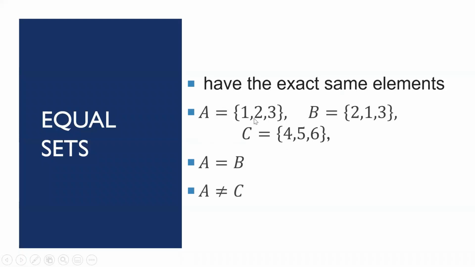Now, A and C are not equal sets. Why? Although they have the same number of elements, the definition of equal sets is sets with exactly the same elements. If we look at set A and set C, they have the same number of elements, but not the same elements. In A, the elements are 1, 2, and 3. In C, the elements are 4, 5, and 6.